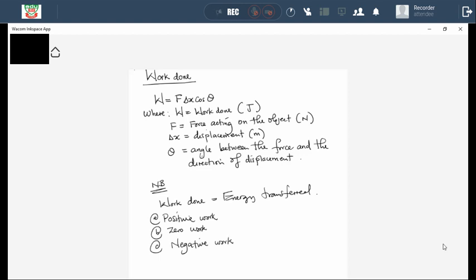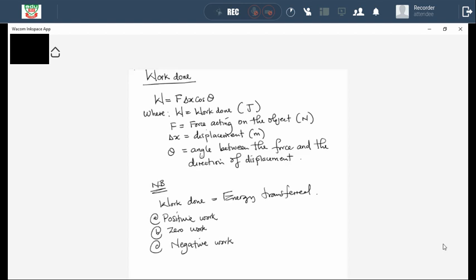We are going to explore and find out the difference between positive work, zero work, and negative work. But just to preempt a bit, when we have positive work, it means the object has gained energy. Zero work means there is no change in the energy. And negative work means the object has lost energy to the surroundings. These are some of the things we are going to be dealing with as we move forward.